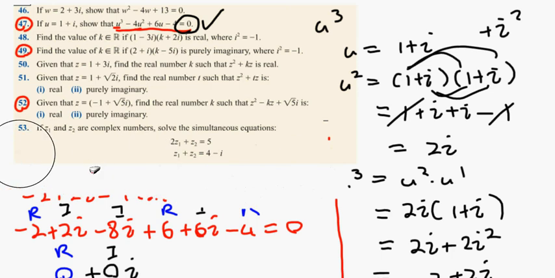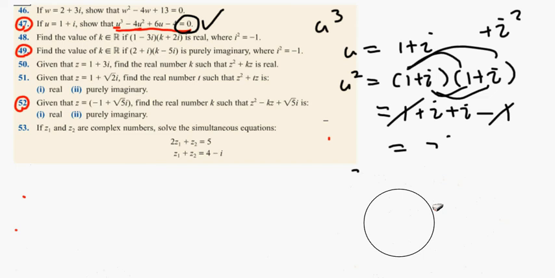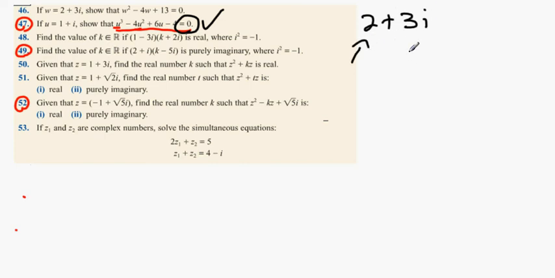Now, in question 49, we want to find the value of k, an element of R. k is just a number, such that 2 plus i multiplied by k minus 5i is purely imaginary. Now, what purely imaginary means: this is a complex number that has a real part and an imaginary part. If it's purely imaginary, it means that the real part equals 0. So for example, 3i is a purely imaginary number.